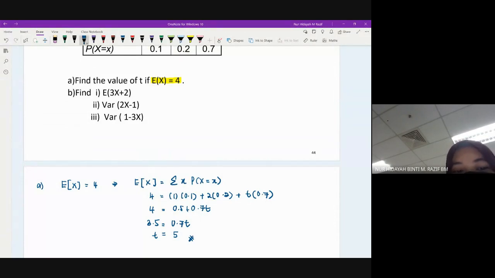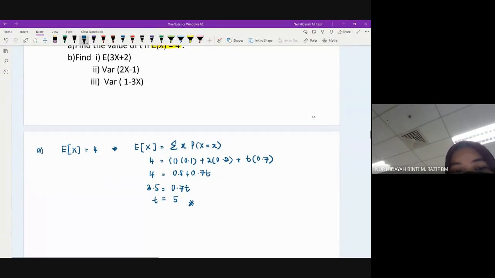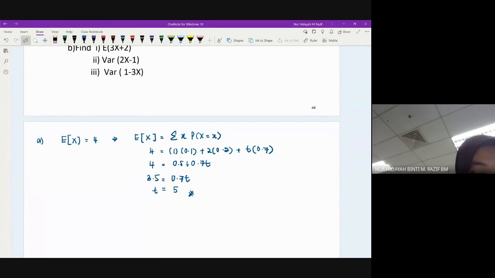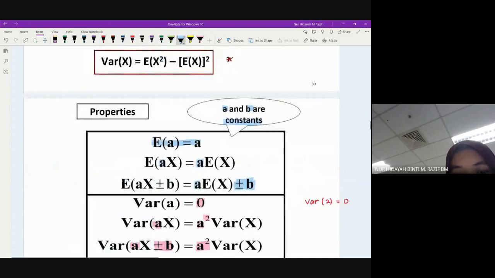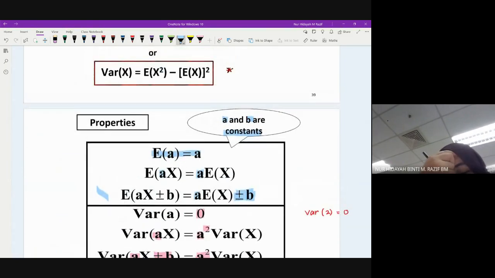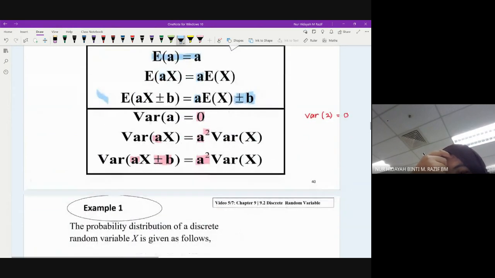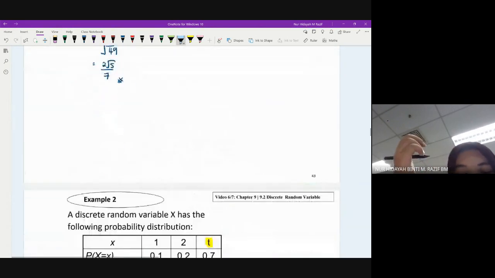So the first one, find the expected value of 3x tambah 2. So untuk soalan B, bahagian yang pertama, we need to find the expected value of 3x tambah 2. So please look here. 3 ni adalah constant A, 2 ni adalah constant B saya. So we are going to use this formula: expected value of AX plus minus B adalah A darab expected value of X ditambahkan atau ditolakkan dengan B.